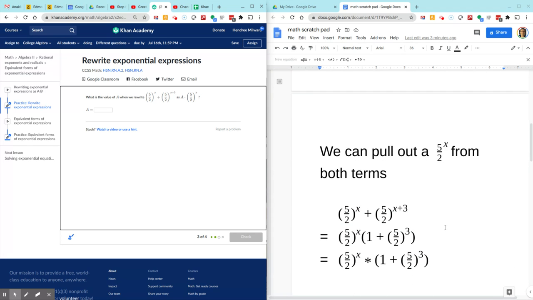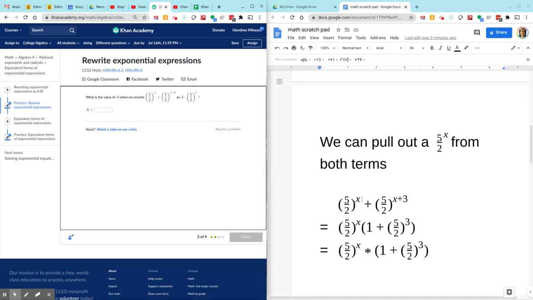Okay. So now looking at this expression, I'm saying, well, 5/2 to the x is in both terms. So I'm going to pull that out. And when I pull out 5/2 to the x power, I'm left with a 1 after I pull it all out of here. This becomes 1. And this, after I pull 5/2 to the x out, is just 5/2 to the third power.